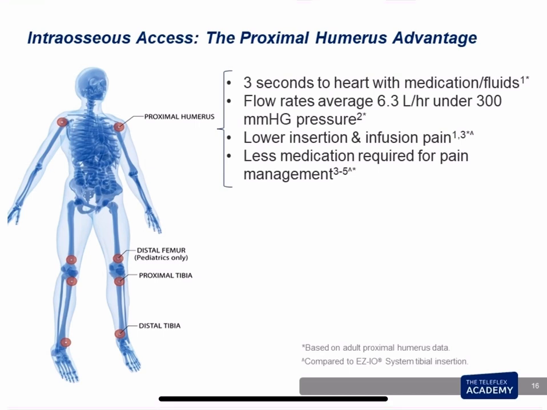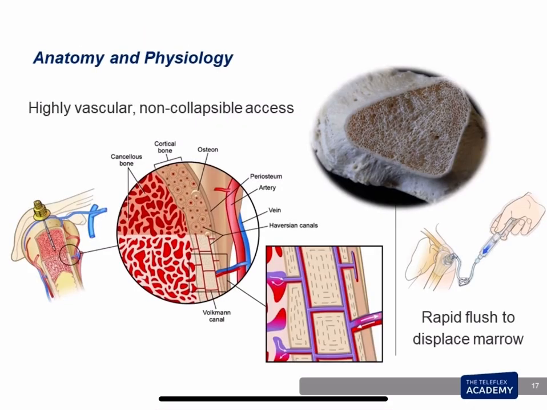We've mentioned already the lower amount of discomfort from insertion and infusion, and in the study that I alluded to earlier, they did find that less medication was required for management of pain when subjects had the IO placed in their humerus versus their tibia. So this slide reviews the anatomy and physiology a little bit.